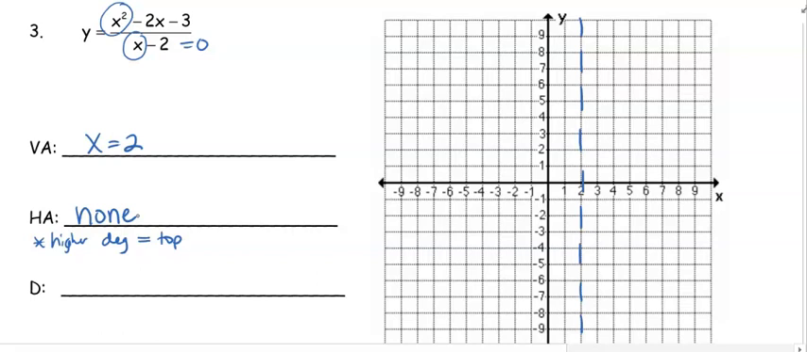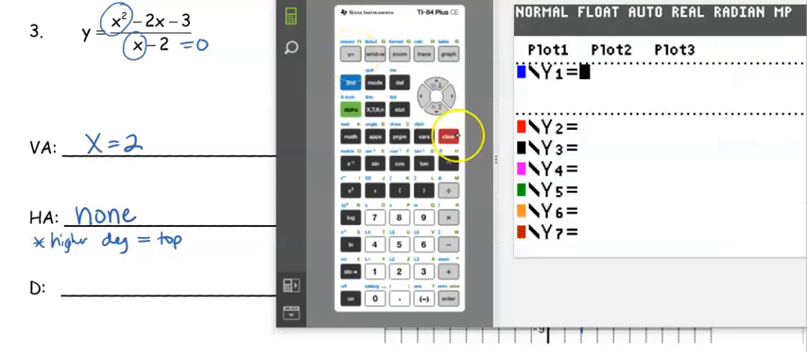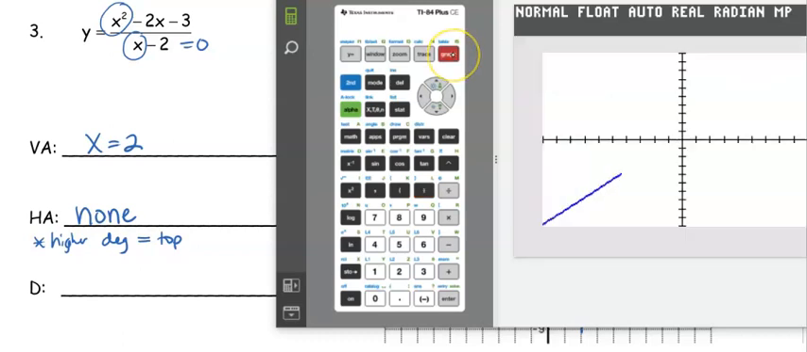What I want you to do, actually, let's enter this into our equation together. So we hit y equals, clear that out. I have all of that in my numerator. So parentheses, x squared minus 2x minus 3, close parentheses. I put everything from my numerator on top, divided by x minus 2 in parentheses on the bottom. You hit graph, you see what it is.